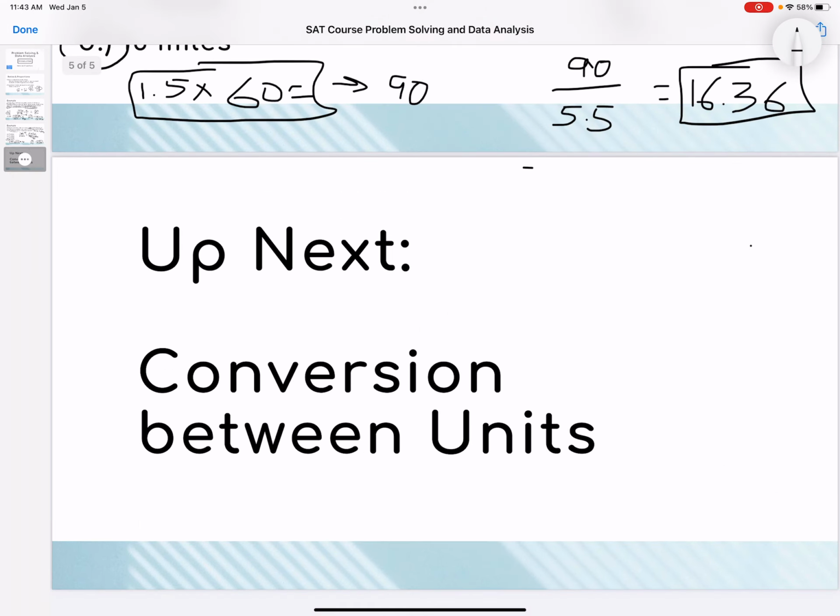All right, and that is it for this video. We'll continue our look next at conversion between units.